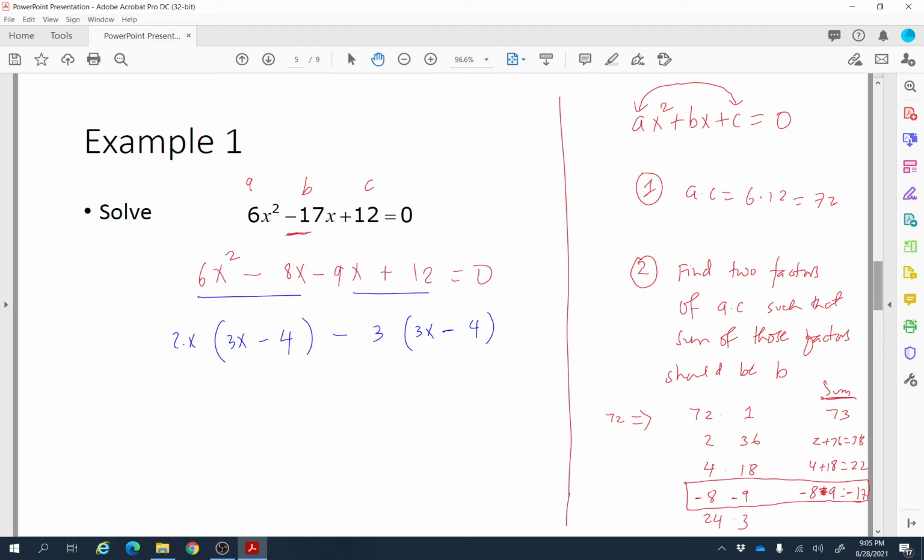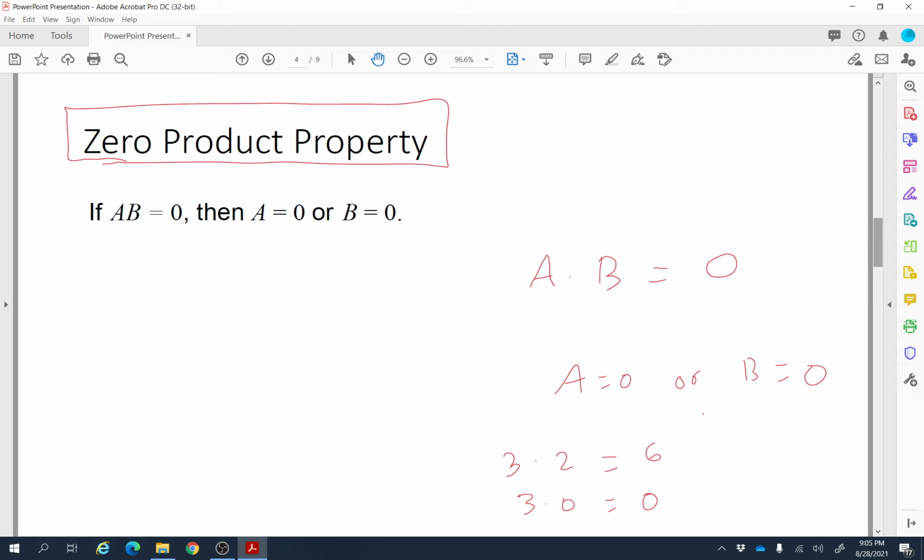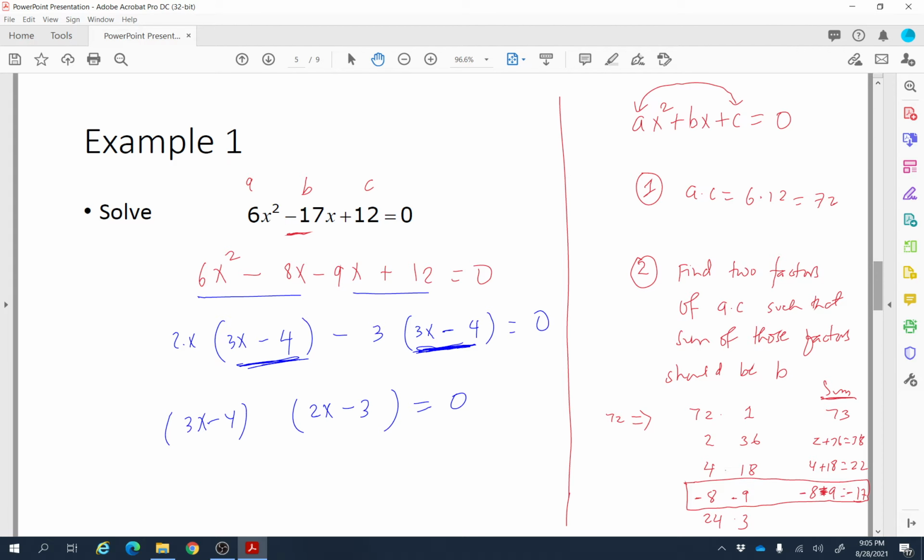Now the good thing about this factoring by grouping method is it gives you the same common factor, as you can see here. Now I'm going to factor out that 3x minus 4 and write down the leftover from the first term, which is 2x, and from the second term, which is negative 3. Now I go back here and use the zero product property, because this factor times this factor is equal to 0. By the zero product property, I can write either 3x minus 4 equals 0 or 2x minus 3 equals 0. Our goal is to solve for x here.